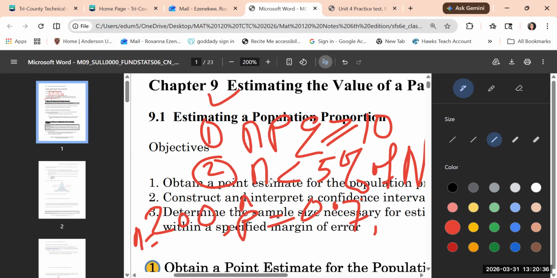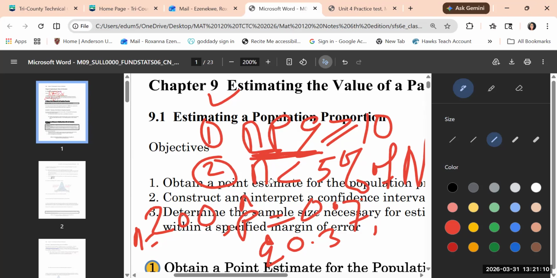Remember, area under the normal curve is 1 because it's probability. Success plus failure must be equal to 1. So since success is 0.7, failure must be 0.3. 0.3 plus 0.7 is 1. Okay. And then I can check and see, does it satisfy the first condition? If it satisfies the first condition, we can continue.